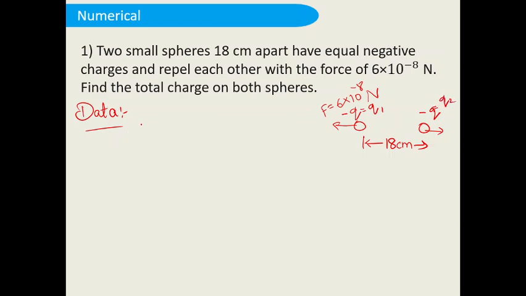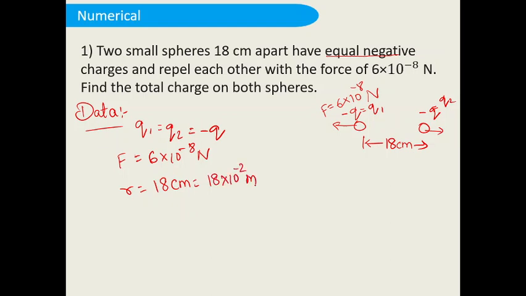So what is the data? q1 is equal to q2, equal to minus q. Both have equal negative charge, it is written in the question. Force is given as 6 into 10 raised to power minus 8 Newton, and the distance between them is 18 centimeter. We can say it is 18 into 10 raised to power minus 2 meter.